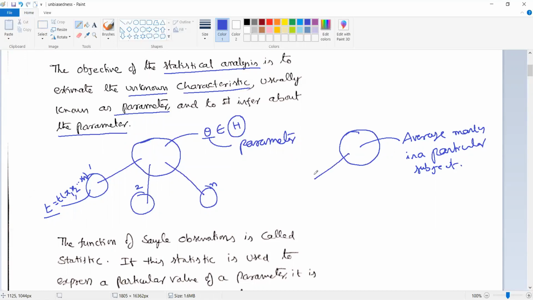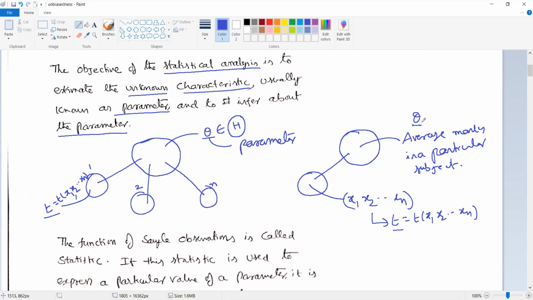In this case, we have to draw one sample. We select one college from this Vijayawada city and collect the marks in that particular subject, like x1, x2, xn. Using these sample observations, form a statistic, that is T equal to T of x1, x2, and so on xn. This T is the average marks in a particular subject, and theta is the population average. Using this T value, we have to estimate the theta value.